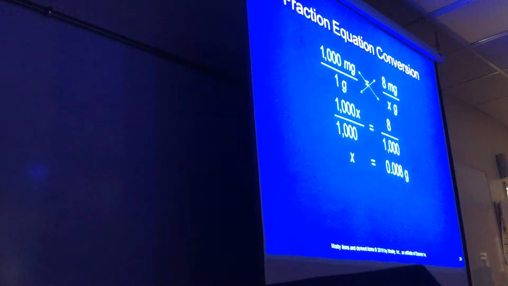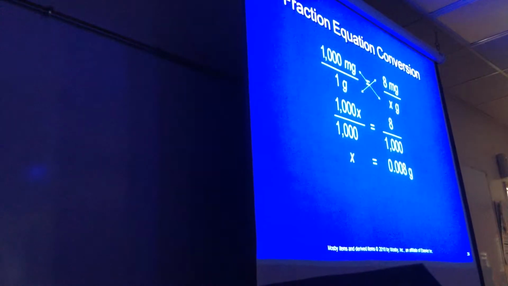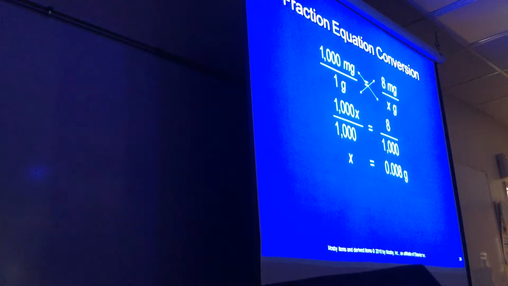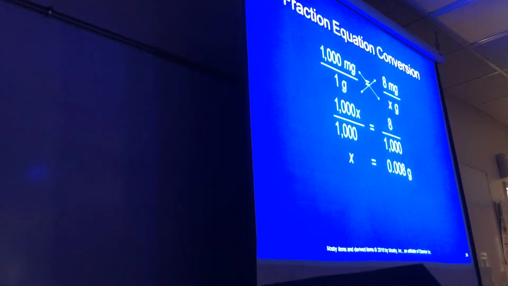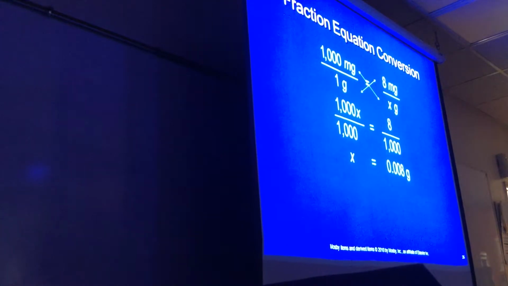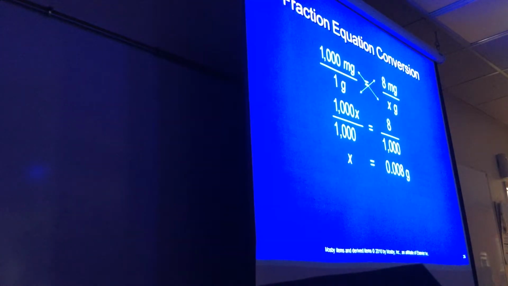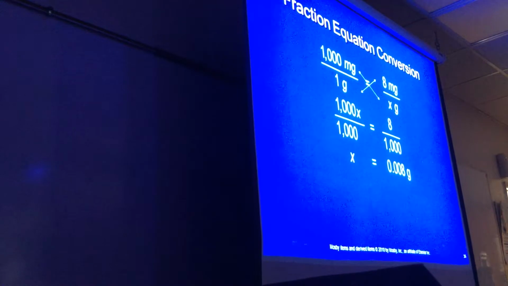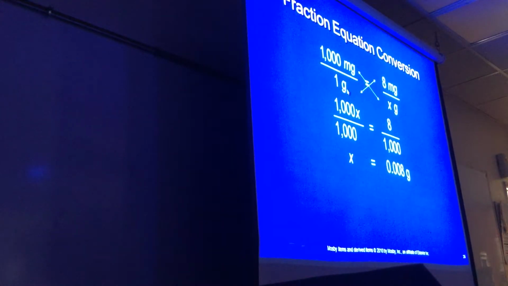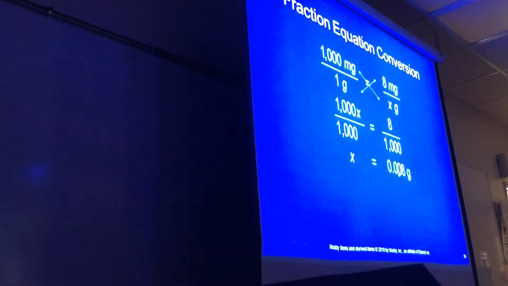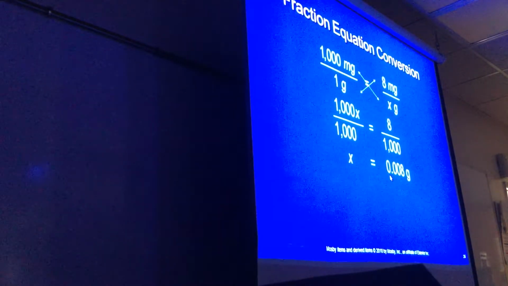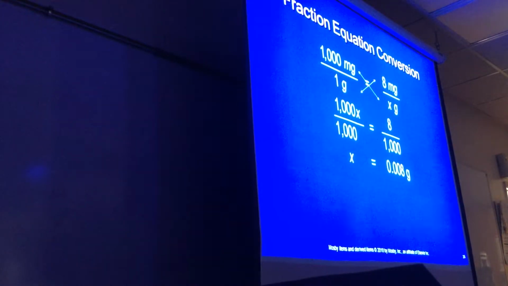And this is the way I like to do it. 1,000 milligrams over 1 gram, that's our known. 8 milligrams over X grams, that's our unknown. Doing cross multiply and divide, so 1,000 milligrams times X grams, 1 gram times 8 milligrams, which all comes out hunky-dory to get the same answer. I have 0.008 grams. Make sure you have that appropriate unit label.